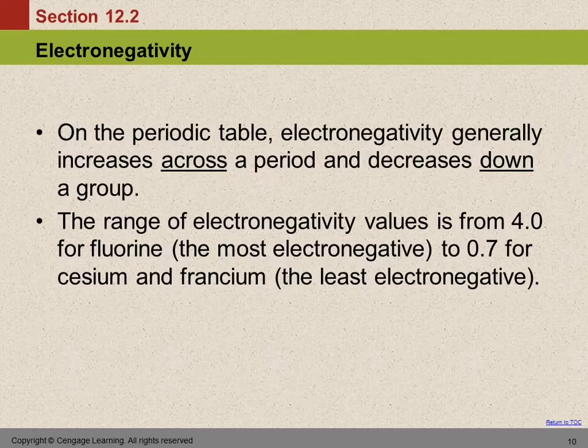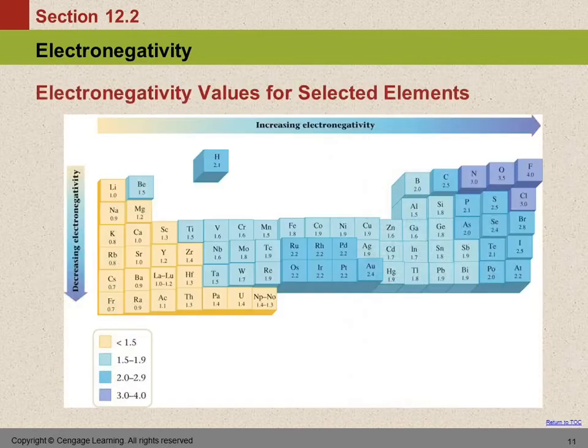elements. So on the periodic table, electronegativity generally increases as you go across the period, so from left to right, and it decreases as you go down. And we'll look at that on a periodic table on the next slide. The range of electronegativity values is from 4 for the highest down to 0.7 for the lowest. And the guy who came up with this decided that 4 was going to be the highest. A little bit like they decided a grade point average was 4.